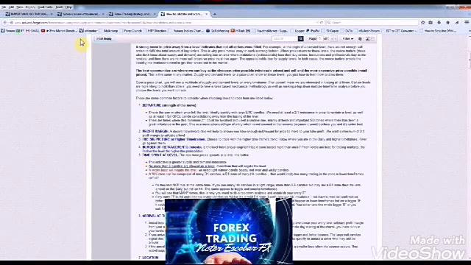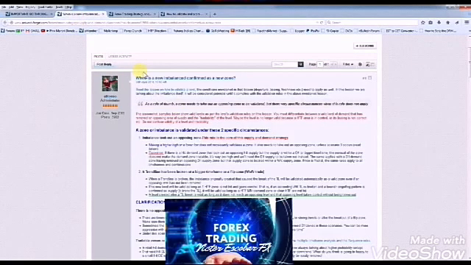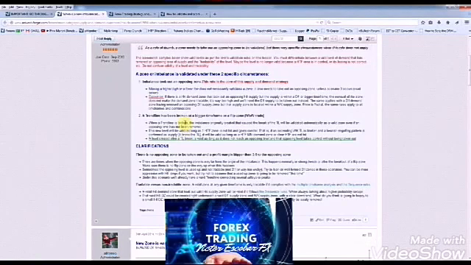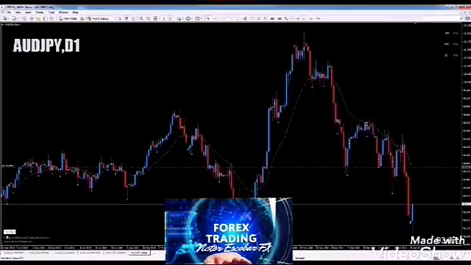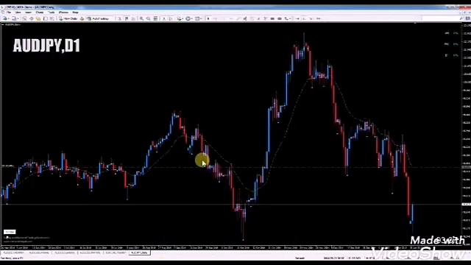We are talking about the lesson where we confirm when a potential imbalance becomes supply or demand. They become supply or demand if and only if it takes out an opposing zone in the same time frame where it's been detected, or it breaks a trend line in the same time frame where it's been detected or located. So let's take a look at the charts. This is the Oxygen daily.